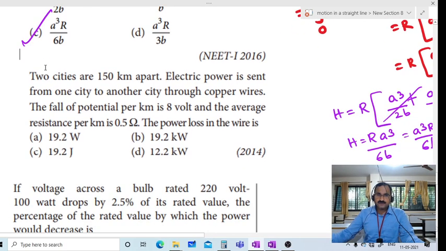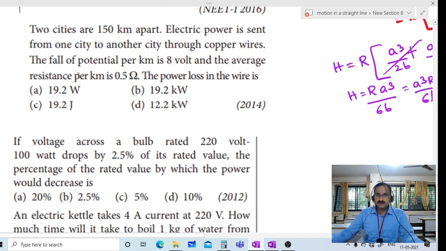Two cities are 150 km apart. Electric power is sent from one city to the other city through a copper wire. The falling potential per kilometer is 8 volt, and the average resistance per kilometer is 0.5 ohm. They are asking for the power loss. So let us see the solution for this problem.